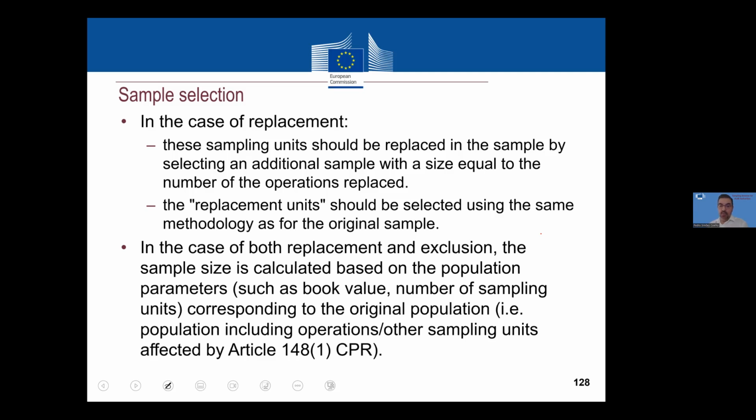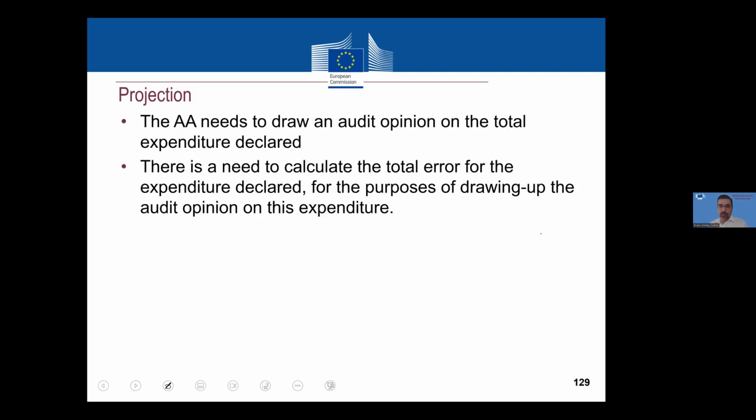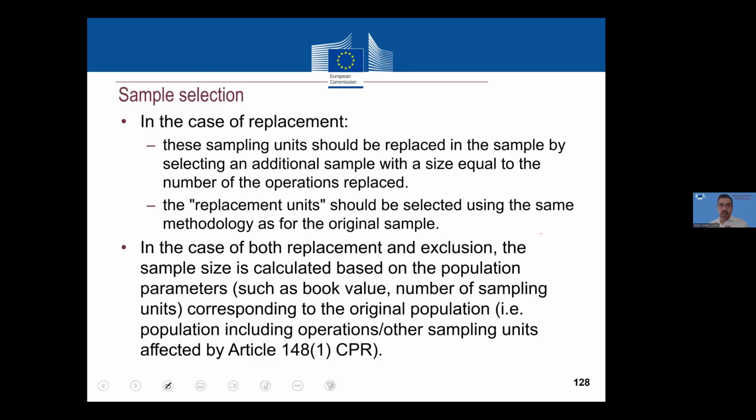In the case of both replacement and exclusion, whatever is your methodology, the sample size is suggested to be calculated based on the population parameters corresponding to the original population, okay? So corresponding to the population, including these units affected by Article 148.1 of the CPR. So in practical terms, it means that the calculation of the sample size is made exactly in the same way. Either you have replacement or you have exclusion. So imagine that you have selected these units, either with replacement or exclusion. You are going to avoid the audit of these units.